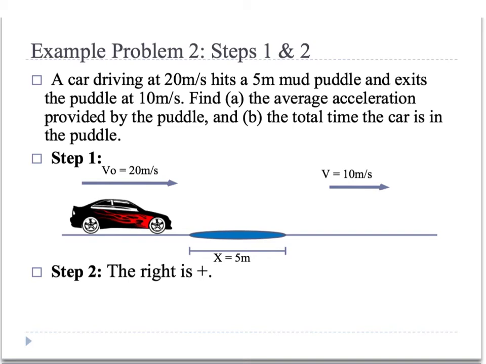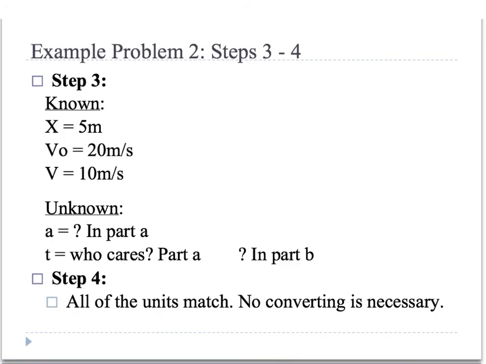So there's my picture. On step two, I need to describe which direction is going to be positive. So we'll say to the right is positive. That's a general standard, although there are times when it's convenient to change that. In this case, this makes the best sense. Step three, I'm going to list my knowns and unknowns. So I know the distance of the puddle is 5 meters. I know my initial velocity is 20 meters per second. I know my final velocity is 10 meters per second. In this case, there's no change in direction, so the 20 and the 10 should have the same sign.